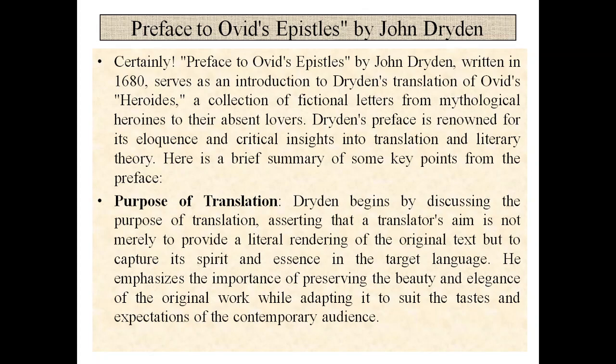So he puts equal emphasis on both aspects of translation. He emphasizes the importance of preserving the beauty and elegance of the source text, while he also advocates adapting it to suit the taste and expectation of the contemporary audience. So this is the purpose of translation according to Dryden's preface to Ovid's Epistles, right? So I think purpose is clear, right?